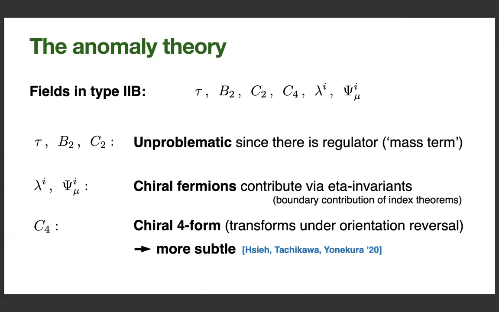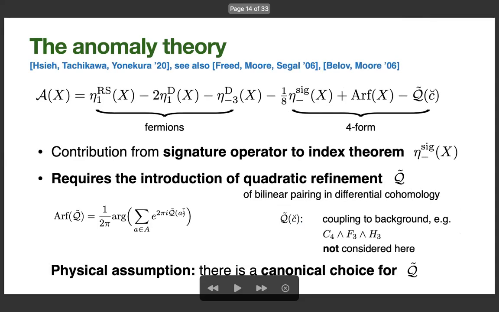And finally, you have this self-dual field or chiral four-form field C4. So chiral already tells you that you should be careful, but does it transform under the duality group? Well, it does under reflections, so it flips sign. And indeed, you find that the chiral four-form also has to be taken into account, as it will contribute to the anomaly. But how this is done is actually more subtle. And again, I just flash you the result. And of course, we build on very important earlier work for that. I split it into two parts.